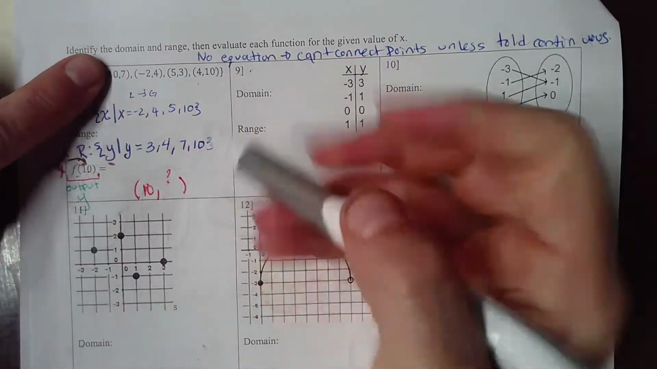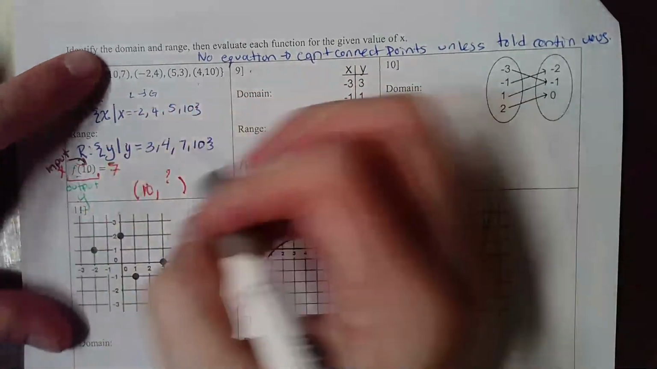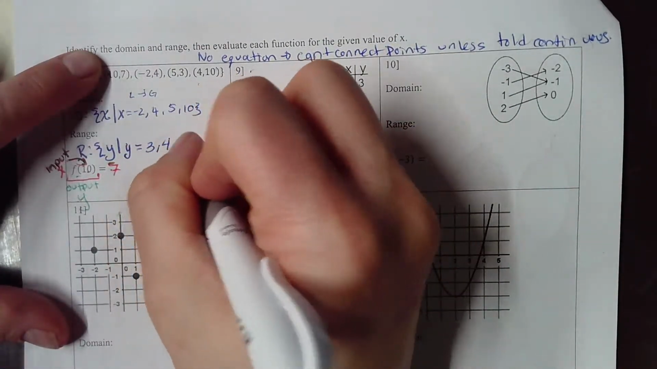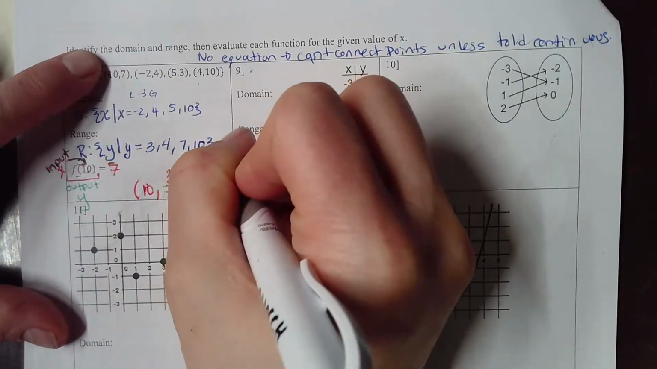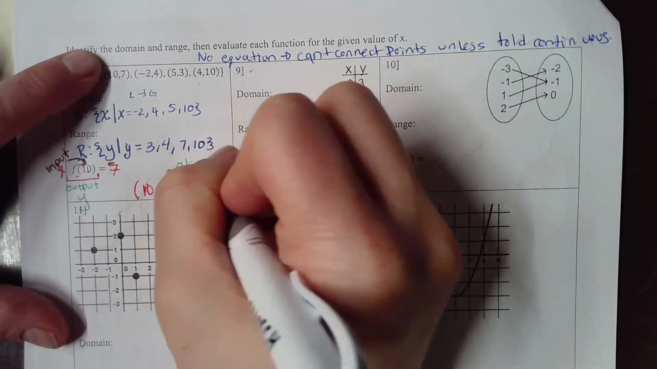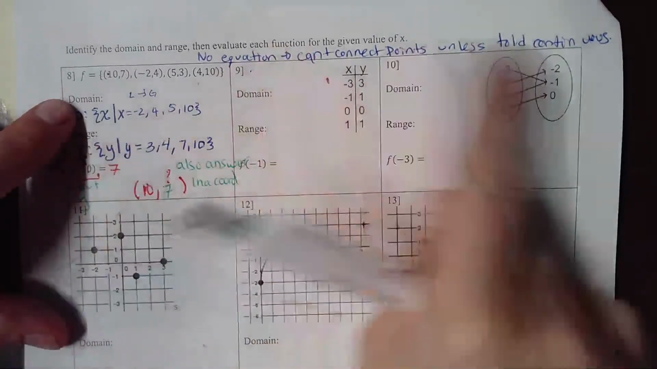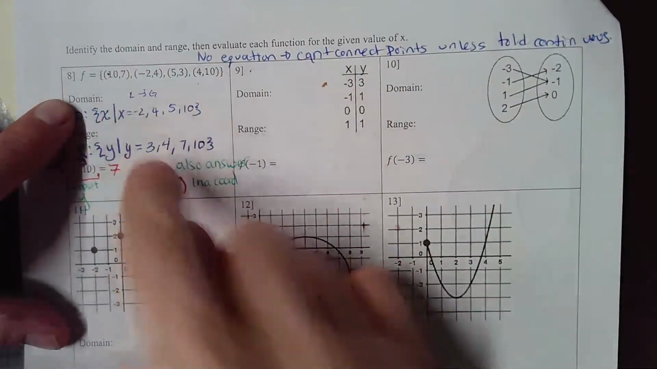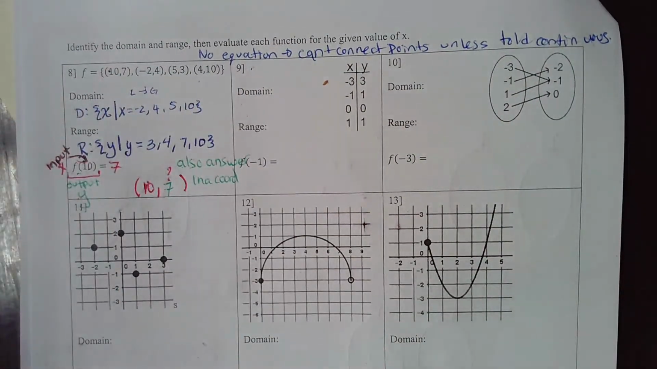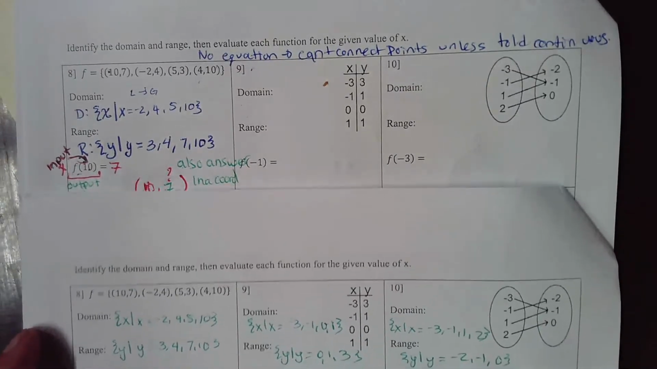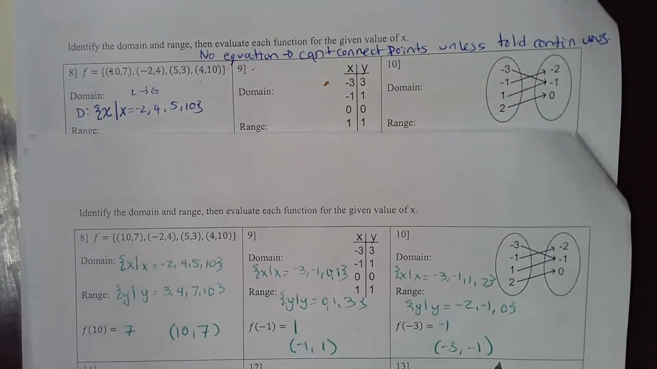Well, that matches one of our coordinates, 7. Whenever you give a function notation, also answer in a coordinate. Take a moment to do 9 and 10, just like you do with number 8. How did you do?